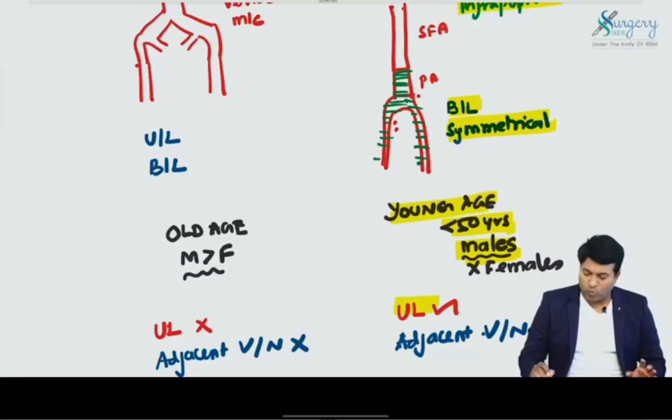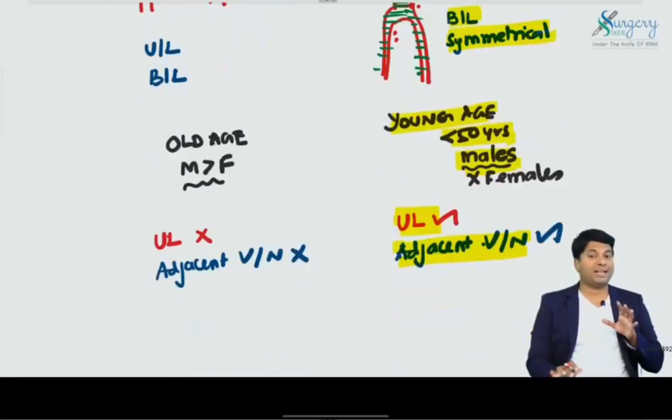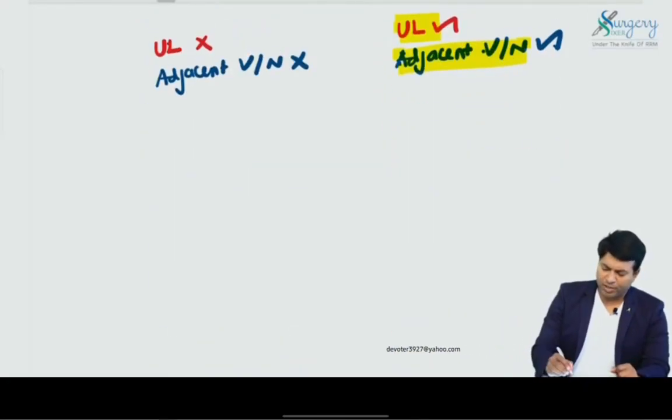An interesting point is that TAO involves the upper limb, and adjacent veins and nerves are also affected. All these are interesting points on TAO. Now, what are the clinical features of these two patients?